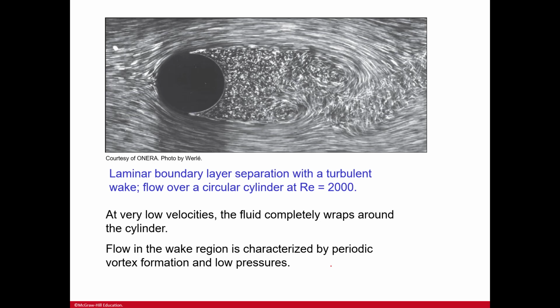So here, you have a laminar boundary layer separation with a turbulent wake, flow over a circular cylinder. This could be, doesn't matter what it is, could be a golf ball, could be a tennis ball, but you see how you have this very beautiful laminar flow over here, and then lots of turbulence, those wakes behind it, and just that turbulent chaos. Flow in the wake region is characterized by periodic vortex formation and low pressures, and you can see that.